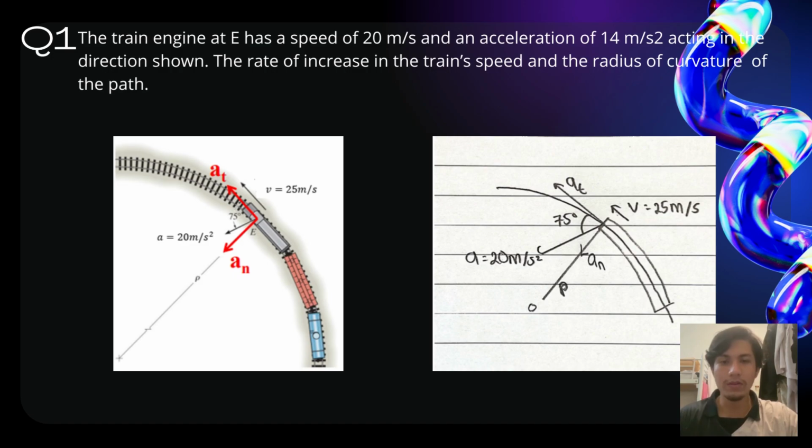I will continue this presentation about the case study of curvilinear motion. For question 1, the train engine at E has a speed of 20 meters per second and an acceleration of 14 meters per second squared, acting in the direction shown. Find the rate of increase in the train's speed and the radius of curvature of the path. First of all, we must draw the FBD.